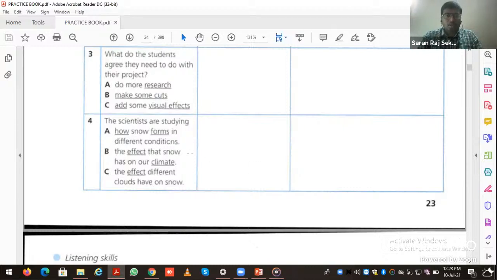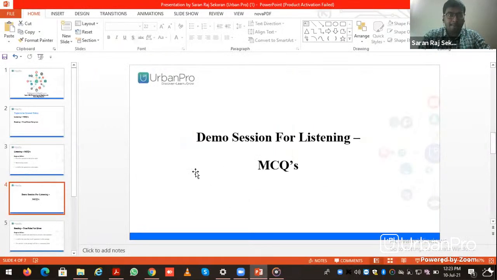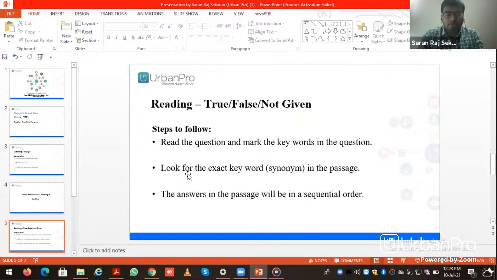Okay, so I hope this helps. Now let us go to the PDF. So here the next thing is reading. In reading, I'm going to explain true, false, not given questions. Again, there are some steps to follow.